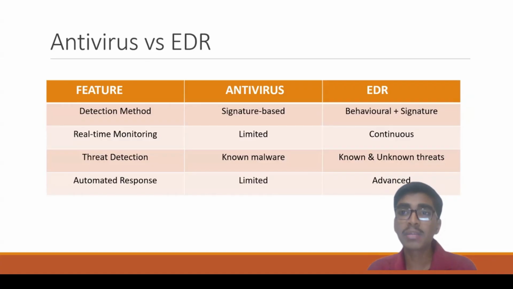What is the detection method? Antivirus works on known signature-based detection only, whereas EDR works on behavior as well as signature-based detection. That's why it is able to detect zero-day attacks also. Antivirus doesn't do real-time monitoring, whereas EDR continuously does real-time monitoring of our system. That's why it is able to find even minor suspicious activity. So this is how EDR and antivirus are different from each other.